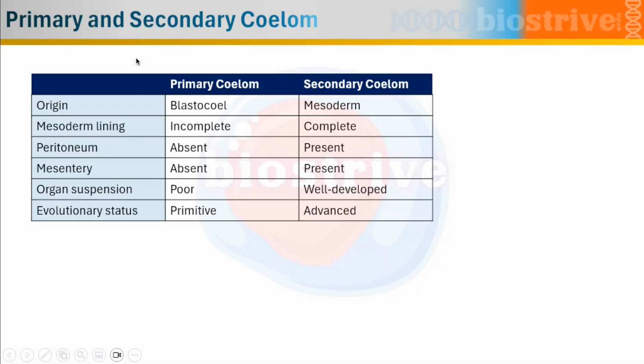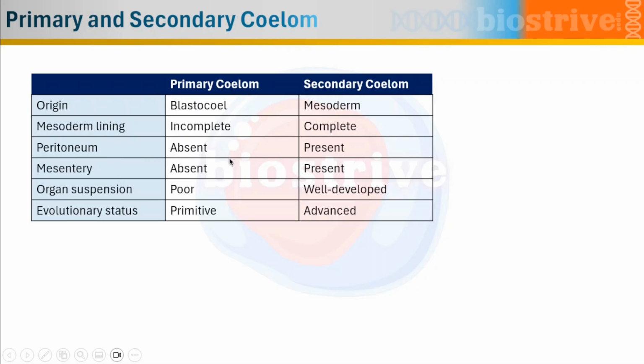So what are the differences between primary and secondary coelom? If we talk about origin, primary coelom originated from the blastocoel itself, whereas secondary coelom is found within the mesoderm. And if we talk about mesodermal lining, it is incomplete. It may be externally lined by mesoderm but internally lined by endoderm, whereas in the case of complete coelom or specifically secondary coelom, it is lined by mesoderm from all the sides. If we talk about peritoneum, peritoneum is not developed in the case of primary coelom, and the same goes for the mesentery.